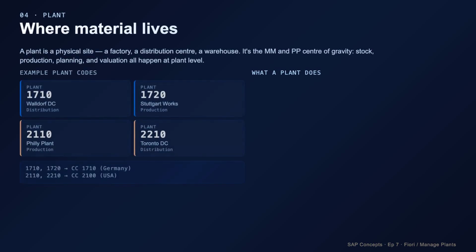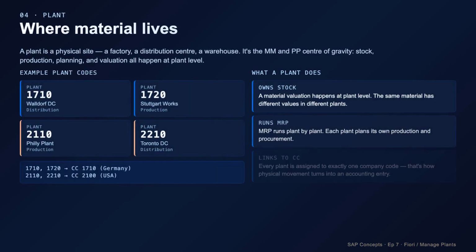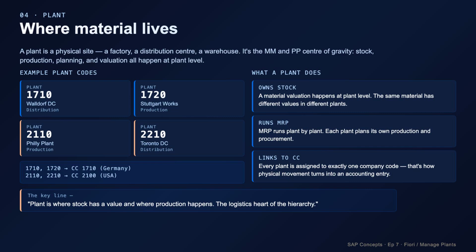Level 3. The plant. A plant is a physical site, a factory, a distribution center, a warehouse. This is the MM and PP center of gravity. A plant owns stock. Material valuation happens at plant level, so the same material has different values in different plants.